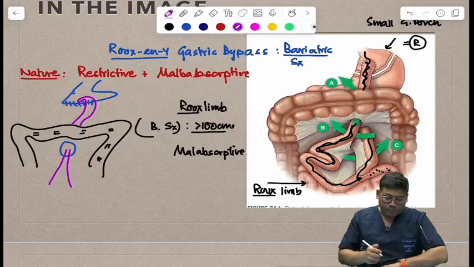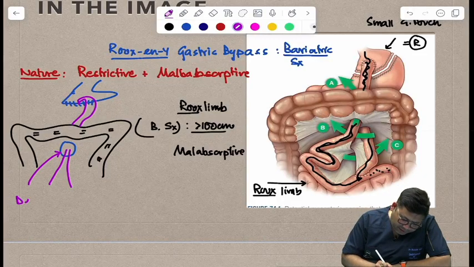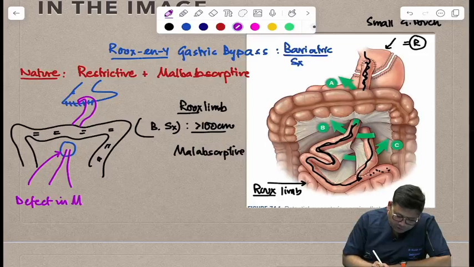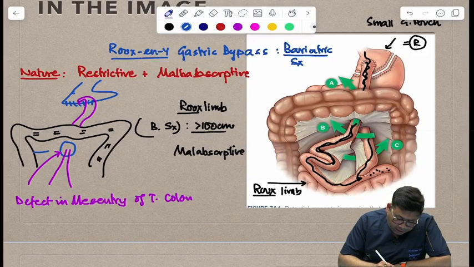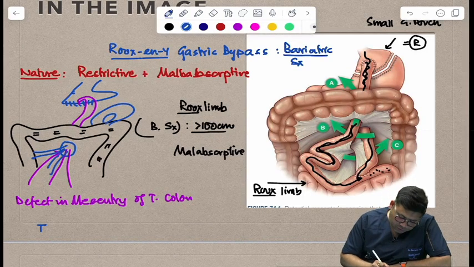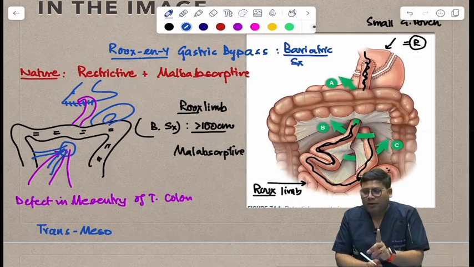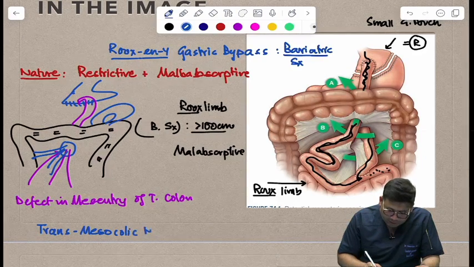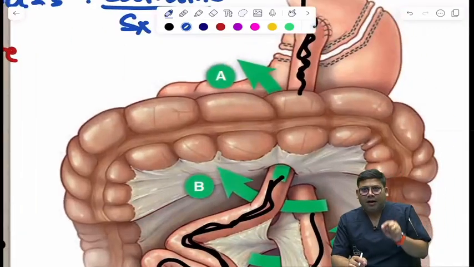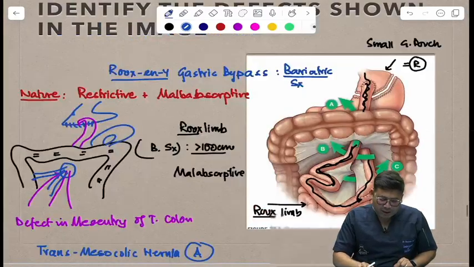Now see, what is the problem? This is a defect in the mesentery of the transverse colon. Keep understanding. When there is a defect in the mesentery of the transverse colon, sir, anything can pop out through this, and if anything pops out through this, it can result in a hernia. So this is known as a transmesocolic hernia. Students, don't say Peterson hernia, this is not Peterson hernia. So the A marked in the photo is a transmesocolic hernia. This is a transmesocolic defect.